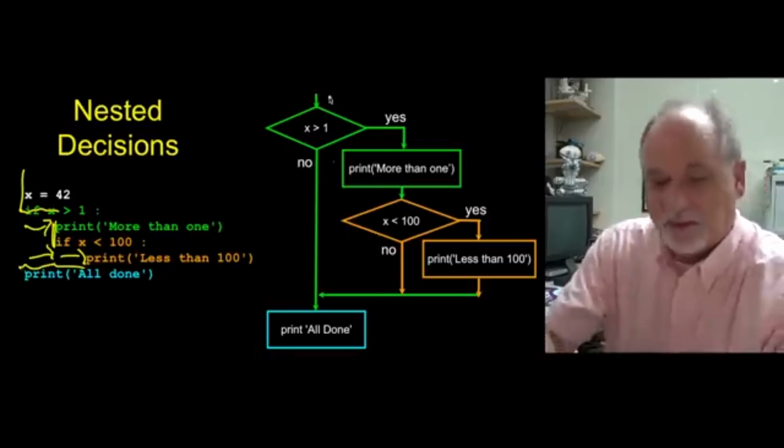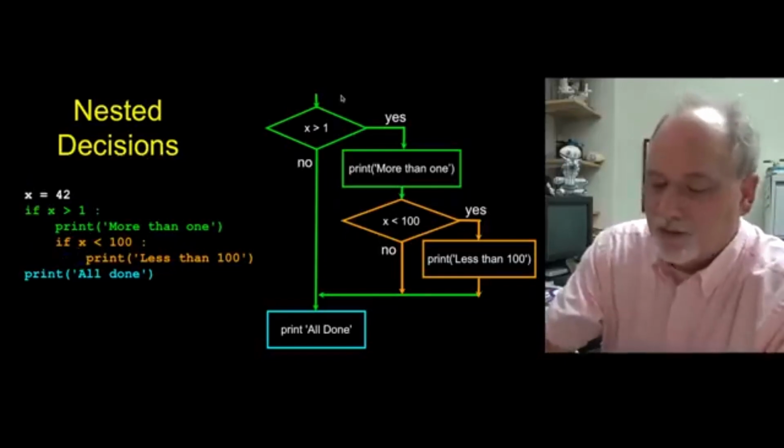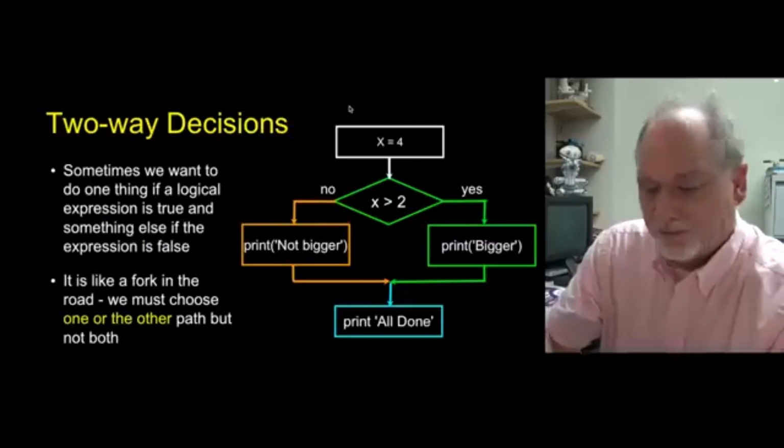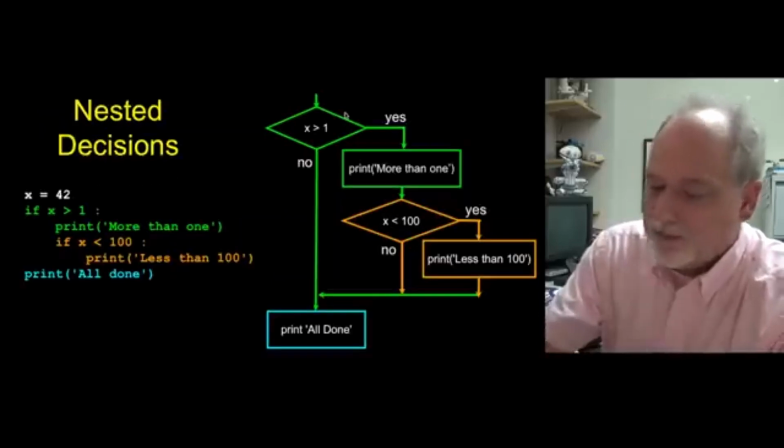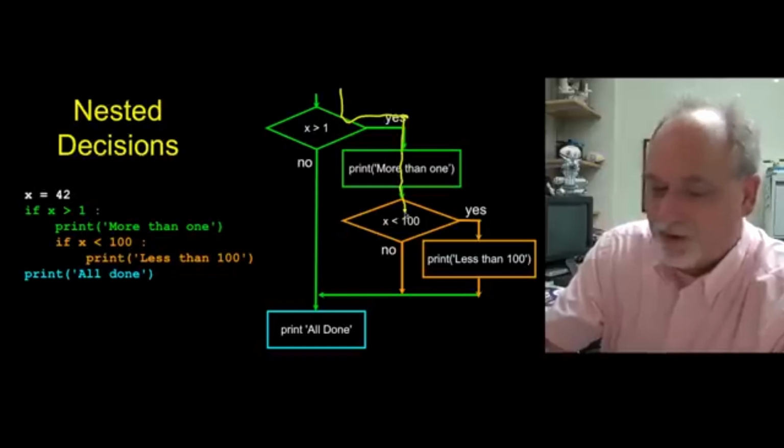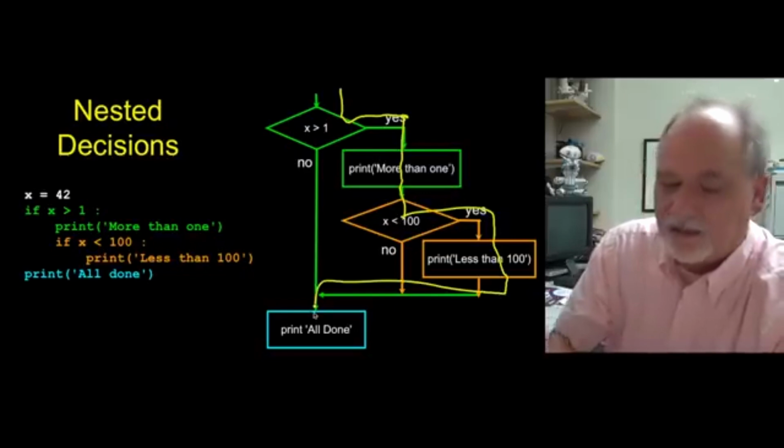And so if you watch this and you take a look at how this works, it runs to here. Oops. Back up. Comes in here. The answer is yes, x is greater than 1. Prints this. Is x less than 100? Well, it's 42, so the answer is yes. So it runs this, and then it kind of continues back to there.